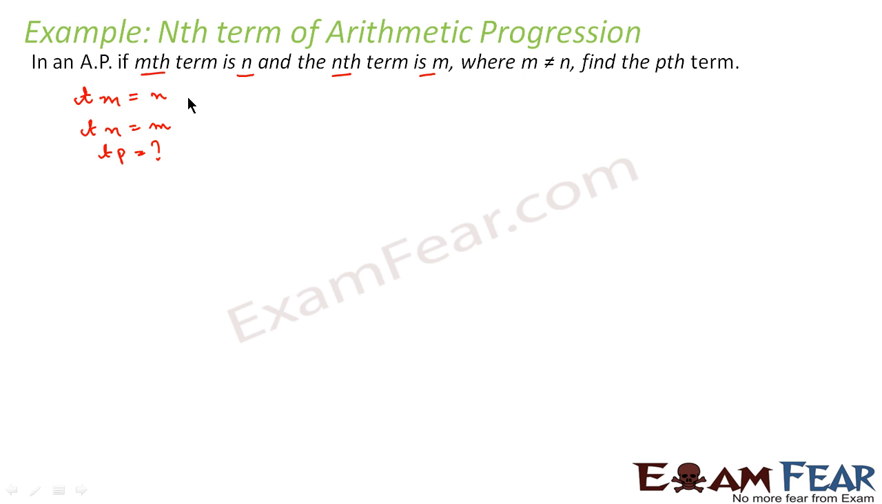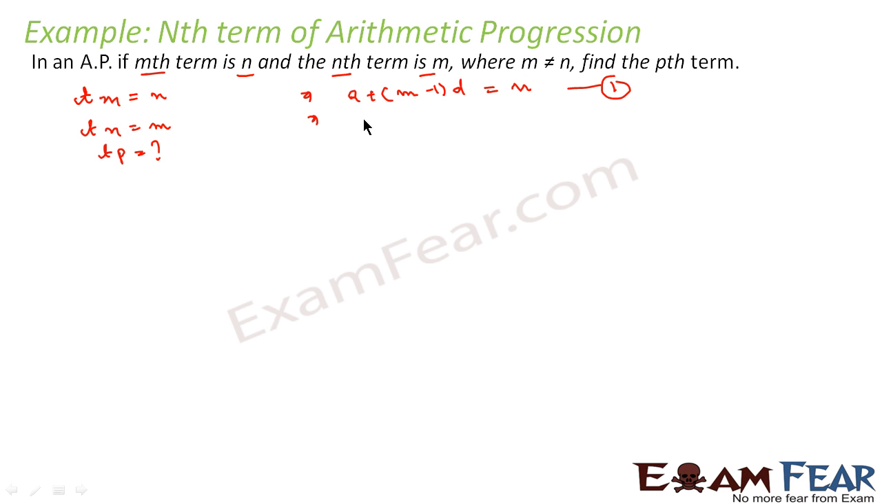Now, T of m is equal to a plus (m minus 1)d. Correct? This is equal to n, that is given. So this is equation 1.